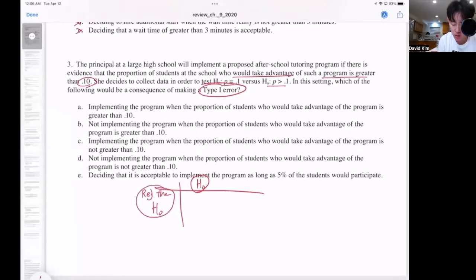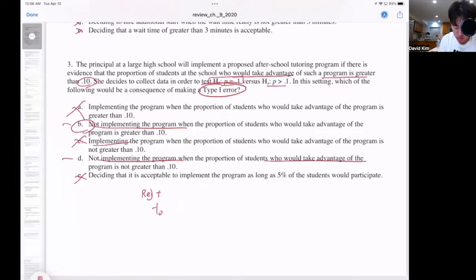So when we reject the null, we believe that the proportion of the students who are interested in this program is only about 0.1. And so that means that we are not going to implement. So we're actually going to eliminate all of this. It's really between B and D, not implementing the program, but when the proportion who would take advantage of the program is actually greater. So null hypothesis is actually, oh, I'm sorry. I just completely misread this.